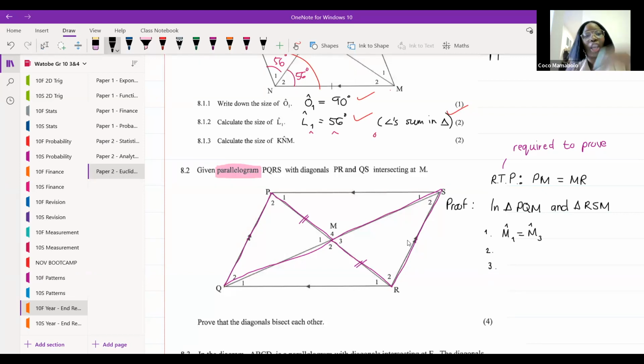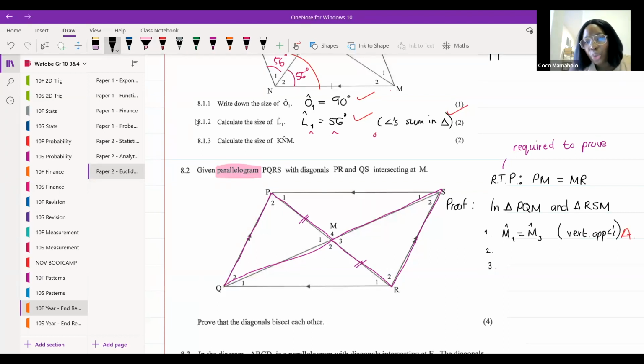And that is such a beautiful statement because of vertically opposite angles. Good. Vert op angles. That's reason number 1. Thank you. That is an angle. Good. That is an angle. What else do we know?